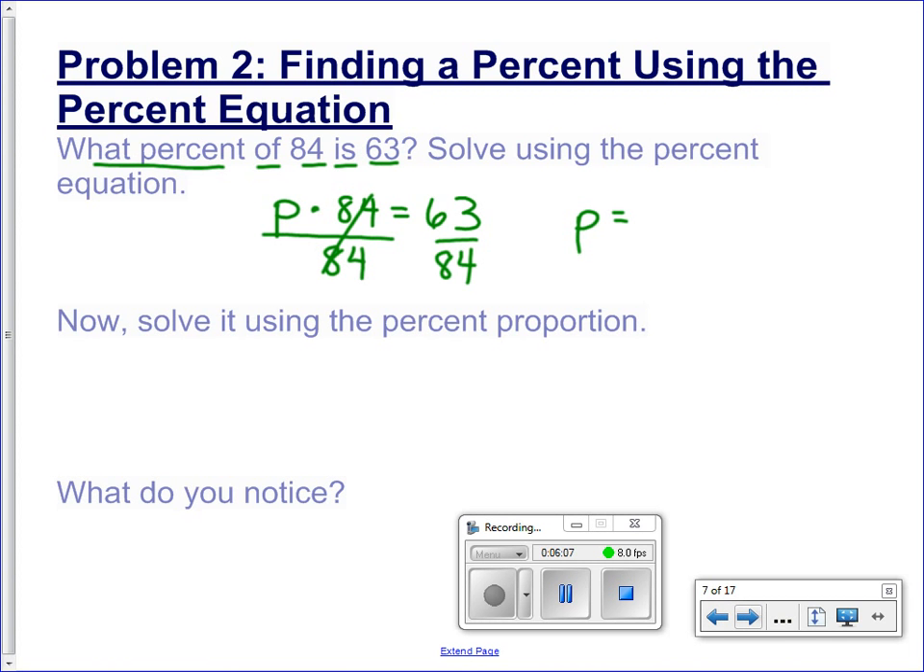And we end up getting 0.75. Now, keep in mind, this is decimal form. So to change it to percent, we move the decimal point to the right 2 places, or you can think of it as multiplying 75 hundredths times 100, which would give us 75%. Writing this in a sentence, we would say 63 is 75% of 84.